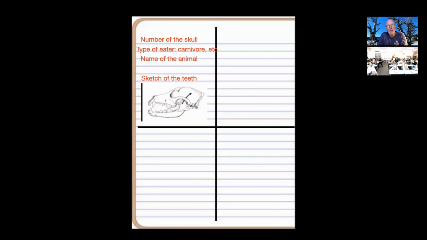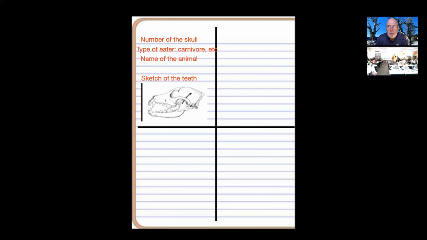In your notebooks, I want you to set up your notebook so that maybe you take a single notebook page and divide it into 4 sections. So a line down from the top to the bottom, in the middle, and then a line across the middle from the left to the right.